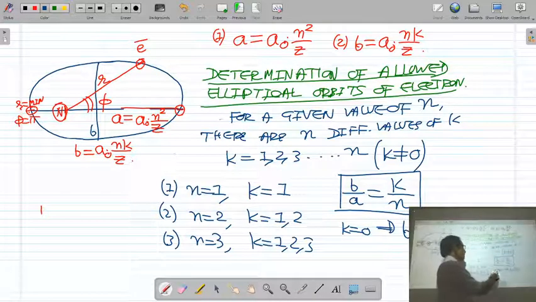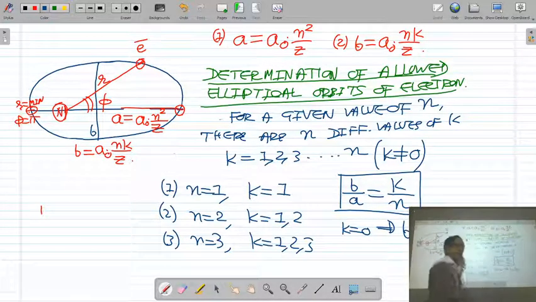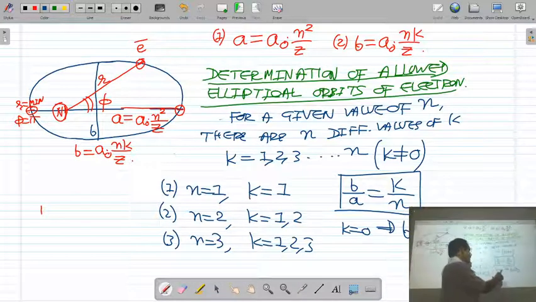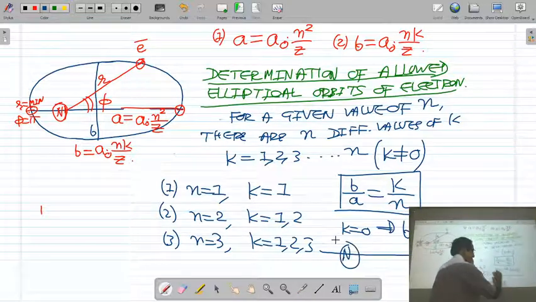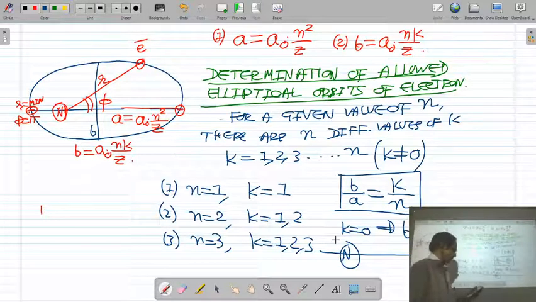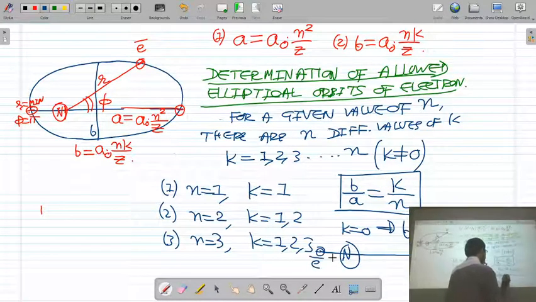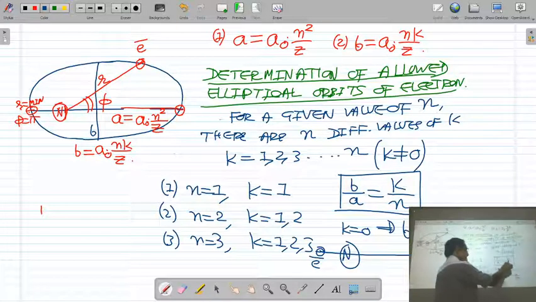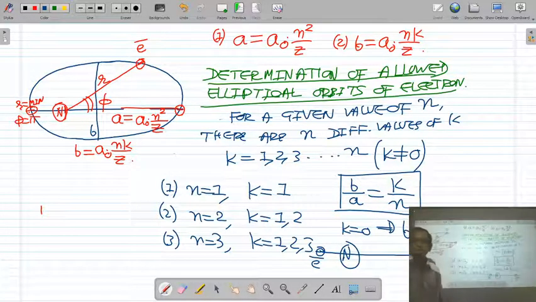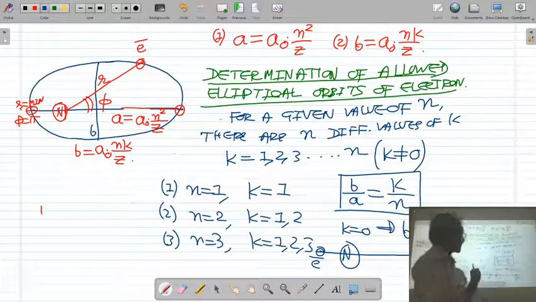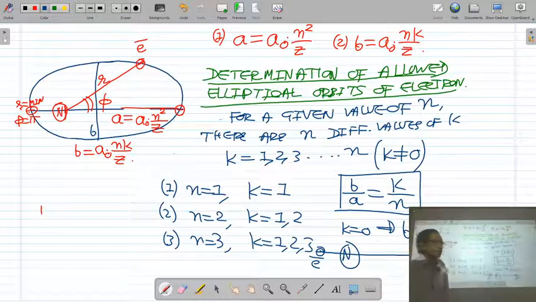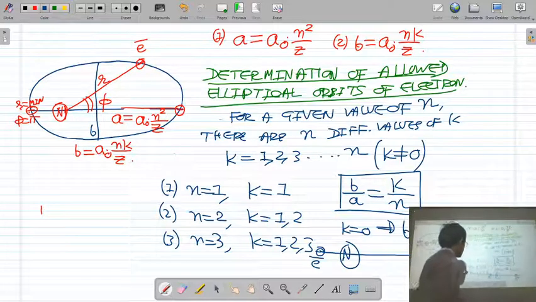If the azimuthal quantum number k is 0, then the semi-minor axis of the ellipse will be 0. So the ellipse will be converted into a straight line passing through the nucleus, and that is not possible. That is known as a pendulum orbit. If semi-minor axis b is 0, then the ellipse is converted into a straight line passing through the nucleus. So the electron would have a pendulum orbit around the nucleus. That is not possible. Okay.